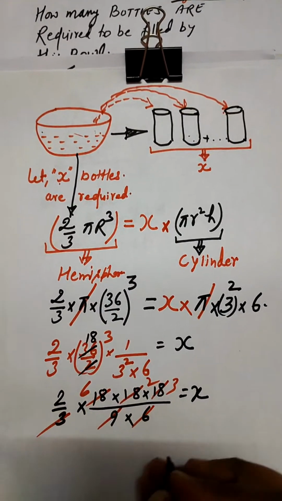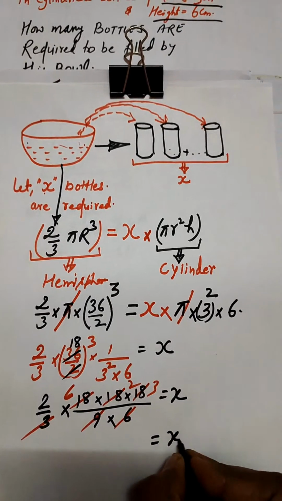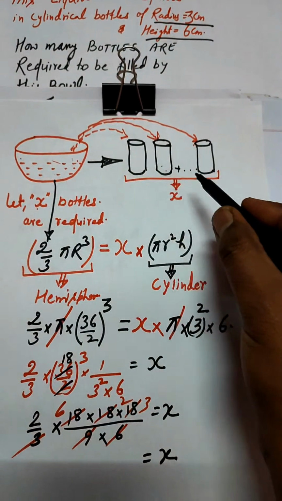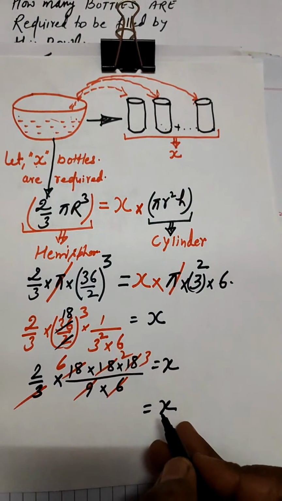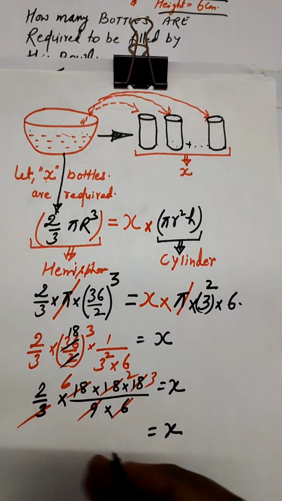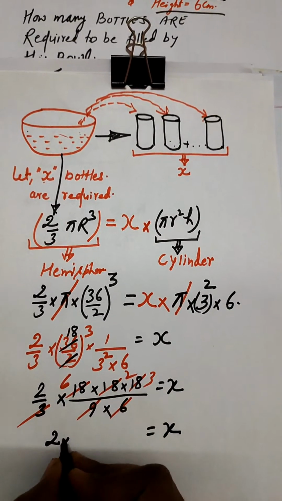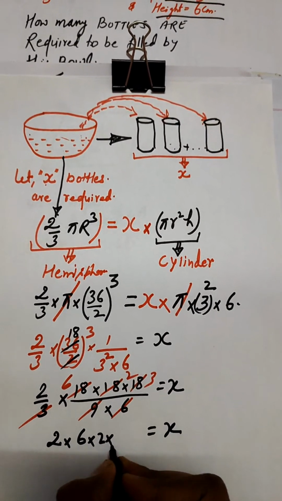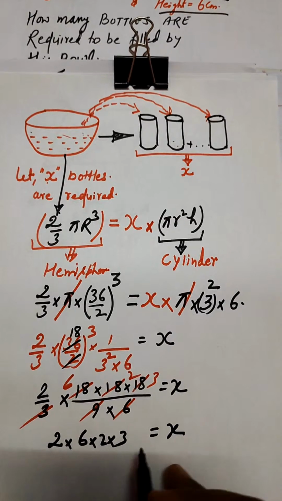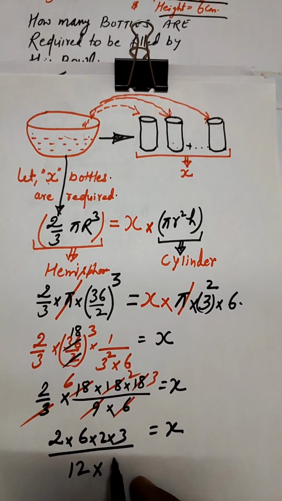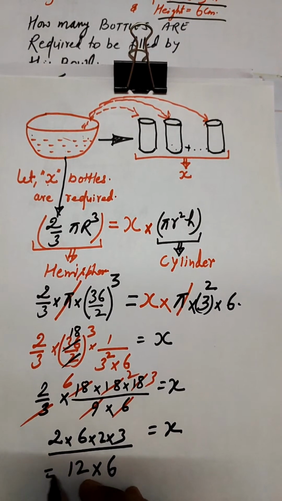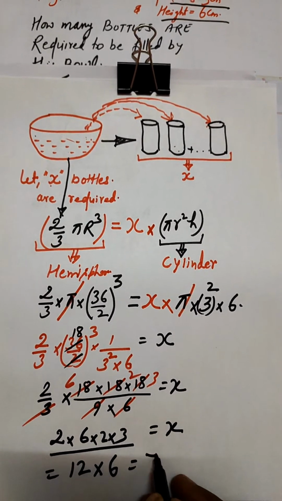So we get the value of x, as how many such cylindrical bottles will be required. Such cylindrical bottles will be the value of x. What is the value of x? It is 2 into 6 into 2 into 3, right? So this will be coming as 12 into 6, which will be coming as 72.